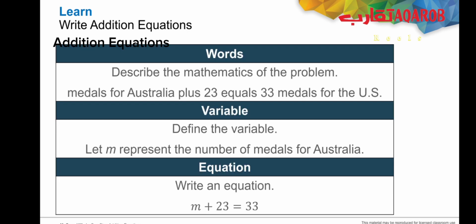As you can see here from the table, the words tell you that it's an addition problem because there is "more," and more means addition. And they say a total of 33. So again, it's addition, the word total, and 33 is to the right of the equal sign, as we said. Now, I want to define the variable. How can I define the variable? The variable is the number of medals that Australia won, so let's put m. So m plus 23 equals 33.